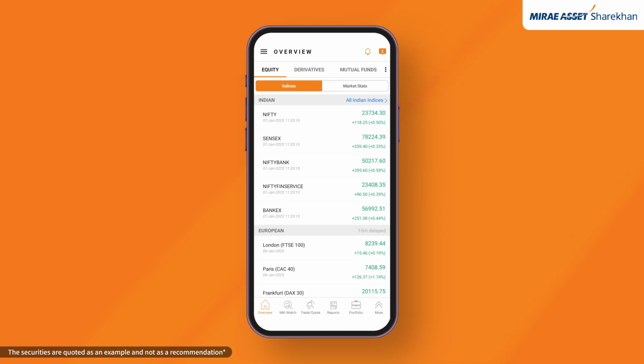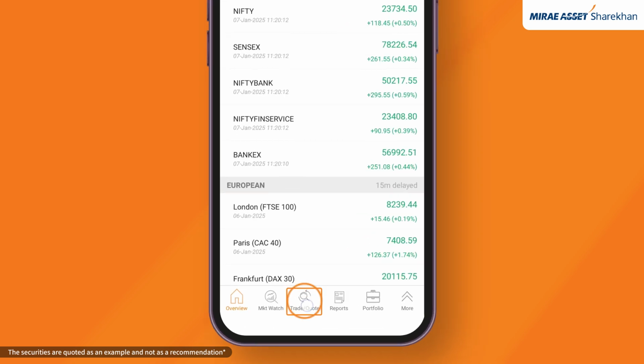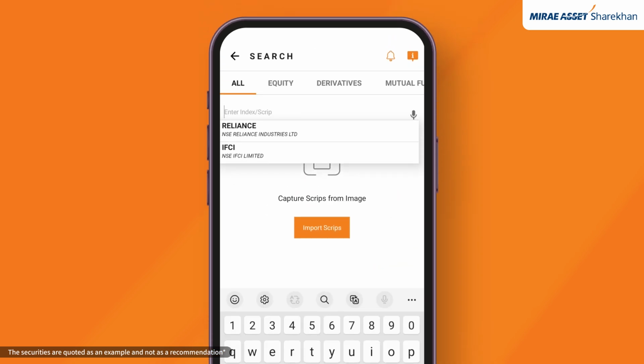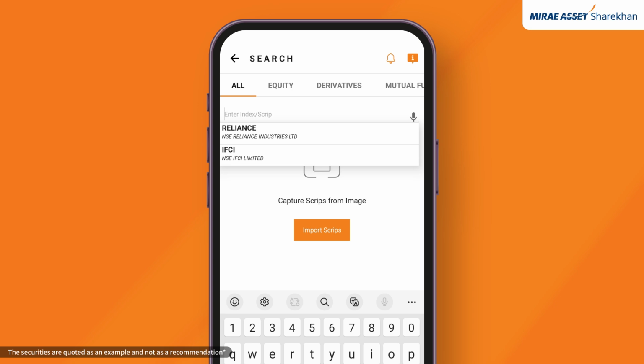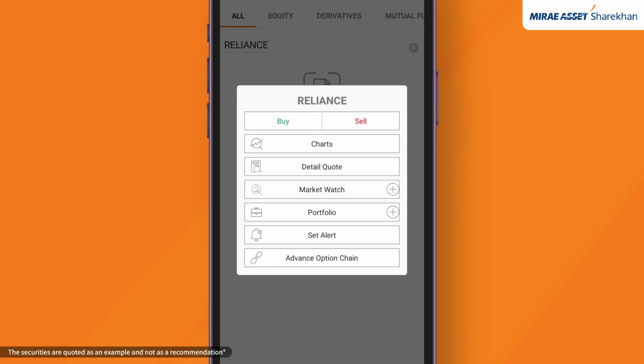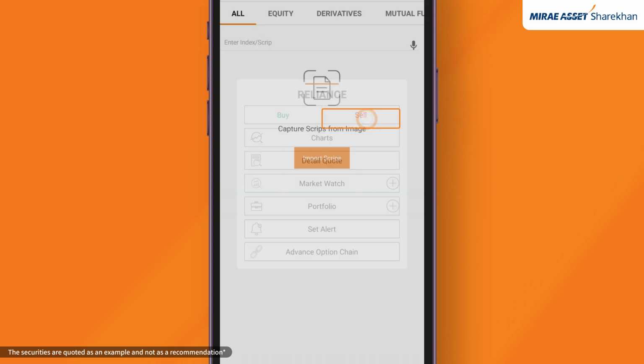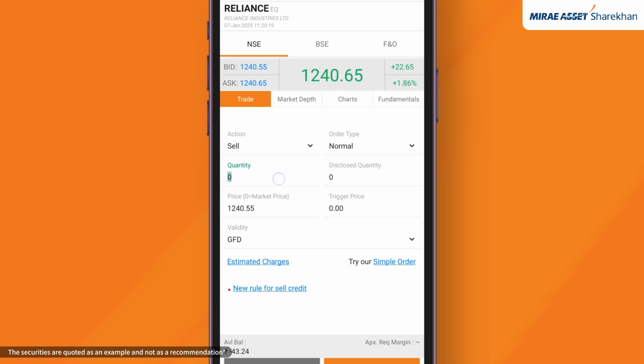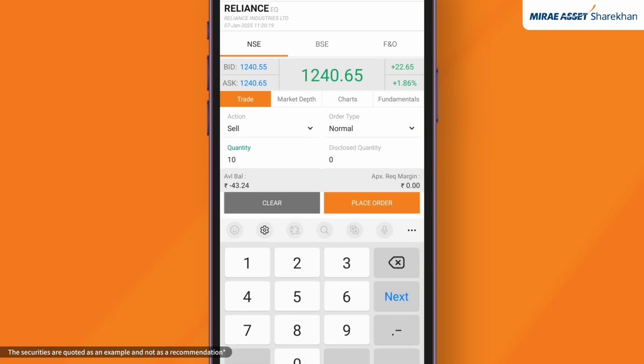How to place a stop loss order? Let's assume you have Reliance shares in your demat account and you want to place a stop loss sell order for them. Step 1: Select Reliance and go to the sell order section. Since it's a stop loss for 10 shares, enter the quantity as 10.